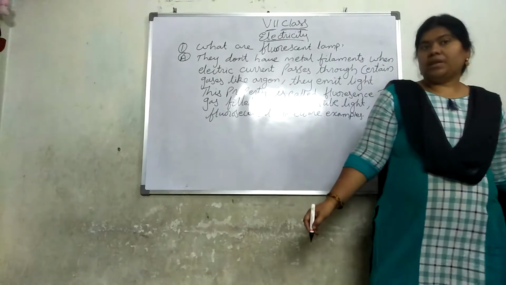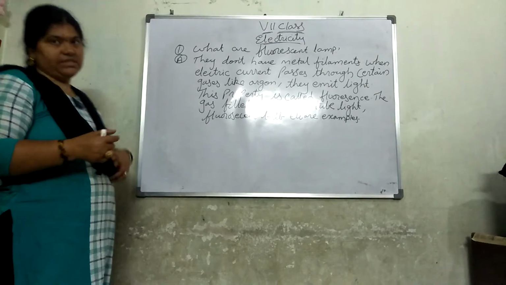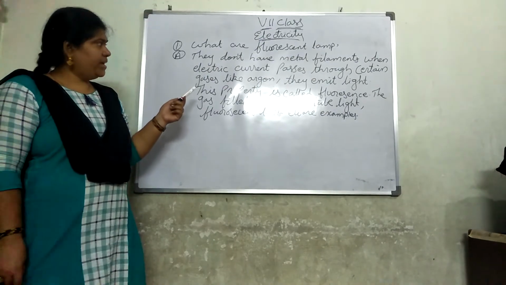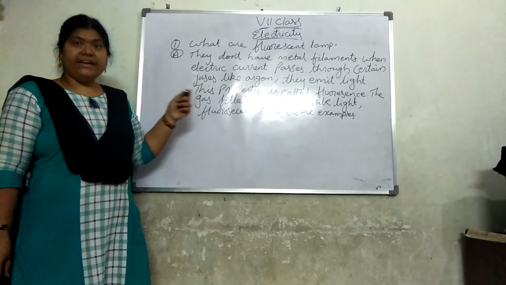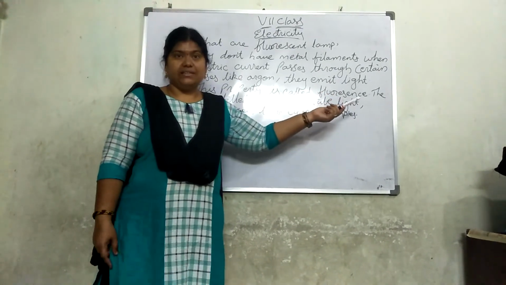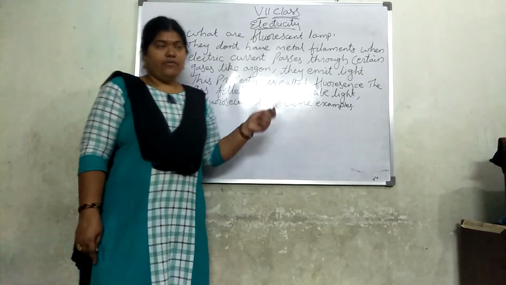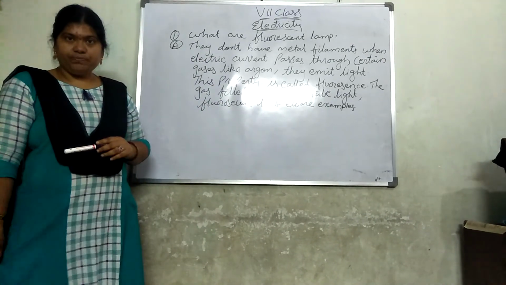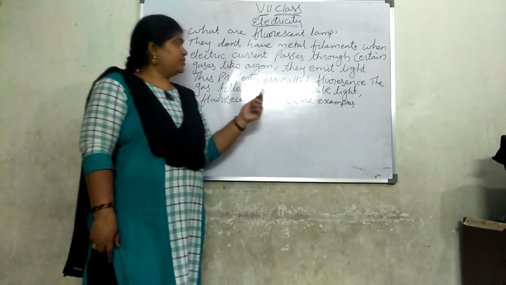So please see here. What are fluorescent lamps? They do not have metal filaments. When electric current passes through certain gases like argon. This point you have to note. When electric current passes through certain gases like helium, neon, krypton, argon, they emit light. Then this property is called fluorescence. What will we say that property as? Fluorescence. Which gas was filled in tube lights or fluorescent light? Argon gas was filled.